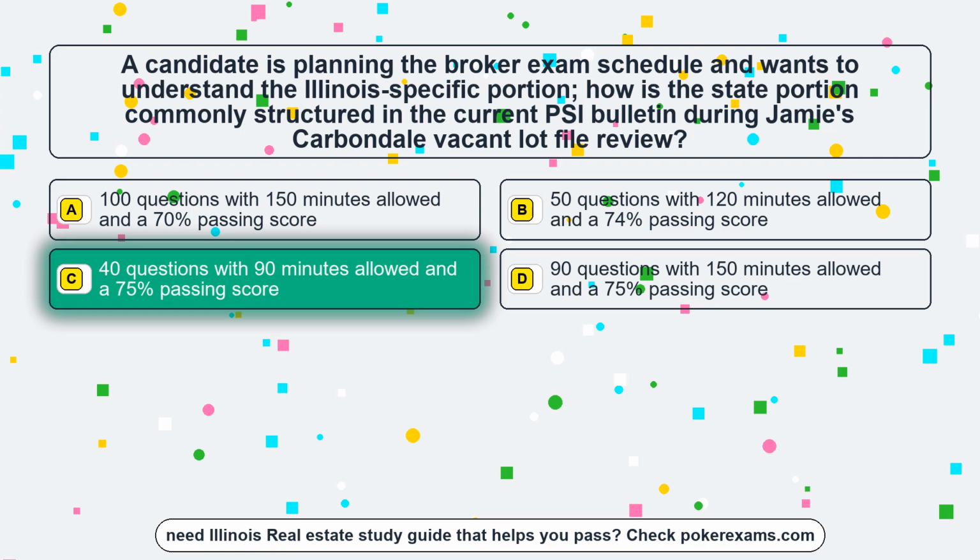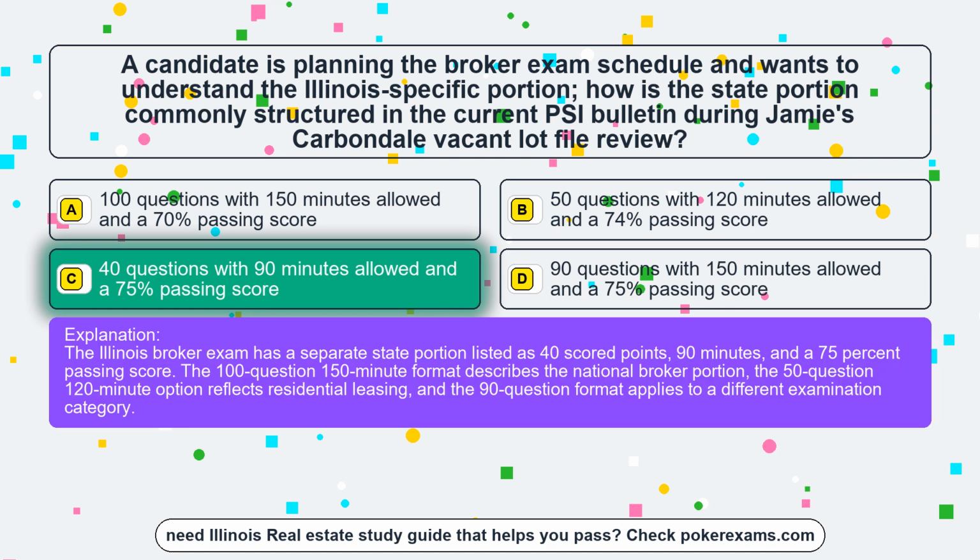The correct answer is option C, 40 questions with 90 minutes allowed and a 75% passing score. The Illinois broker exam has a separate state portion listed as 40 scored points, 90 minutes, and a 75% passing score. The 100-question 150-minute format describes the national broker portion. The 50-question 120-minute option reflects residential leasing, and the 90-question format applies to a different examination category.